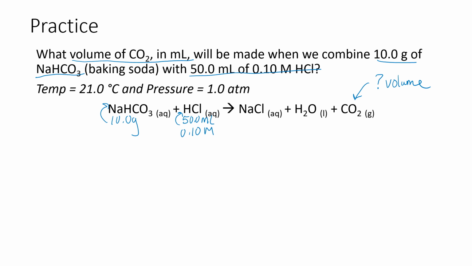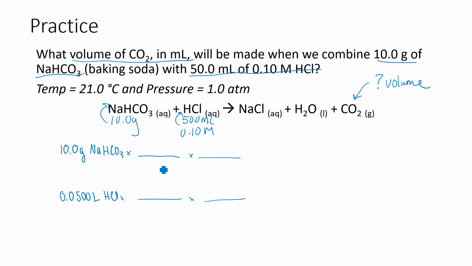This is our hint that this is a limiting and excess reactant problem, because we know the amounts of both reactants and we're trying to find the amount of product. If we're given two initial values of reactants, then it makes sense we need to do two stoichiometry problems. So the first one I'm going to set up starting with 10 grams of sodium bicarbonate, and a second problem starting with 50 milliliters of HCl. So we're going to do two side-by-side stoich problems.